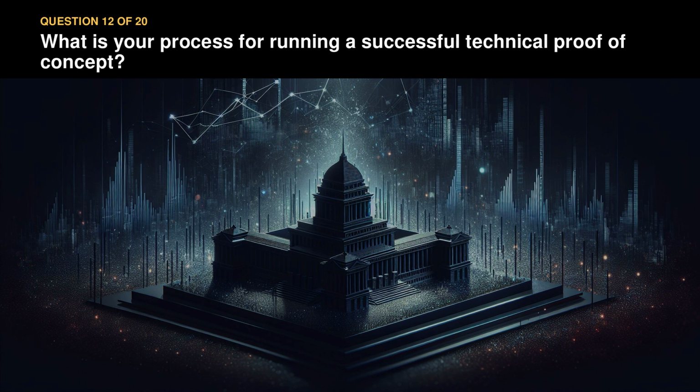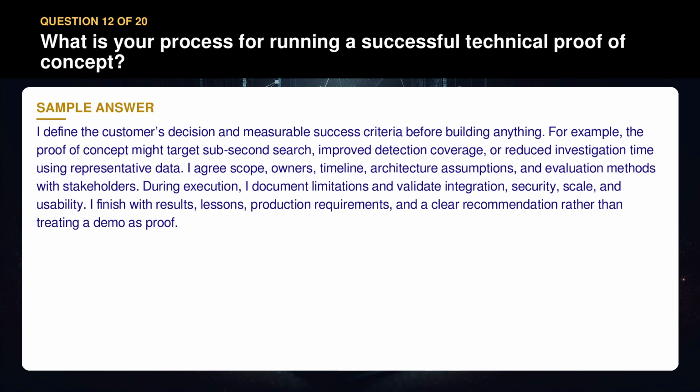Question 12. What is your process for running a successful technical proof of concept? I define the customer's decision and measurable success criteria before building anything. For example, the proof of concept might target sub-second search, improved detection coverage, or reduced investigation time using representative data. I agree scope, owners, timeline, architecture assumptions, and evaluation methods with stakeholders. During execution, I document limitations and validate integration, security, scale, and usability. I finish with results, lessons, production requirements, and a clear recommendation rather than treating a demo as proof.